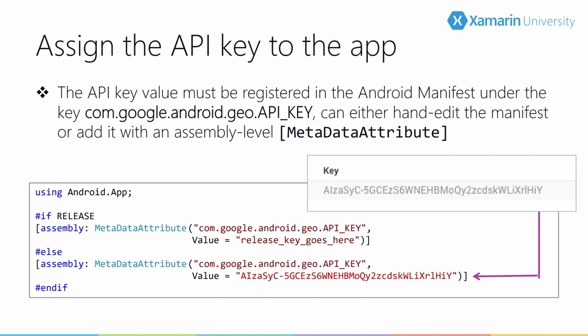An alternative way to do this is to use the metadata attribute tag in a source file. This should be applied at the assembly level, as you see here, and will insert the proper XML at build time. Just paste the copied key right from the console into the tag, and you're all set.